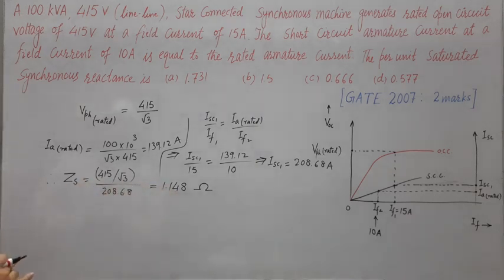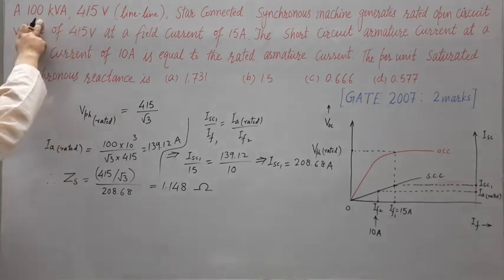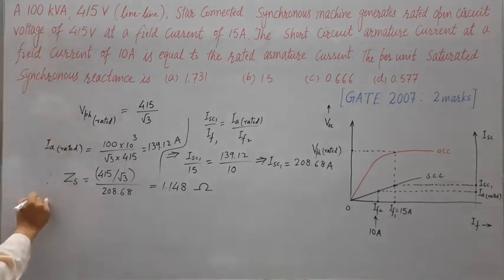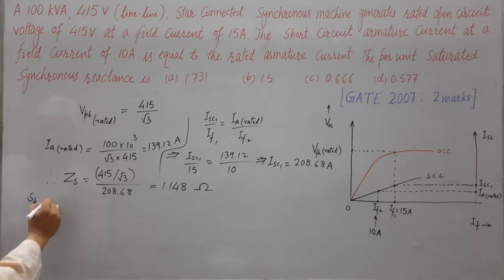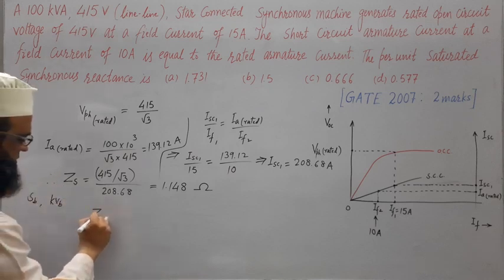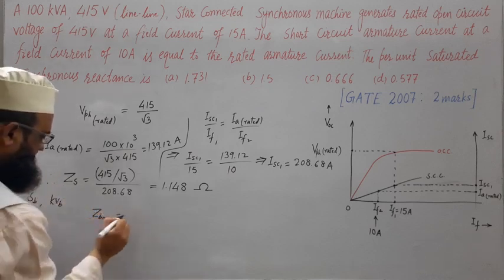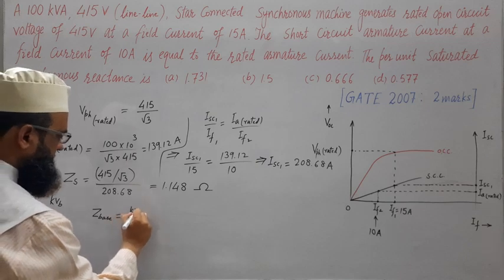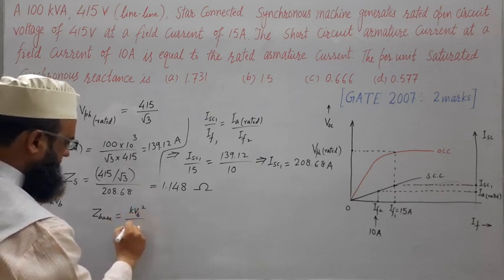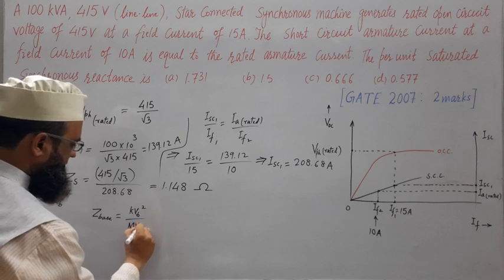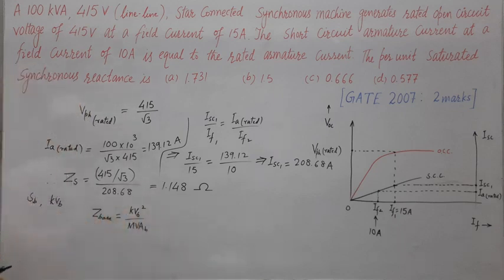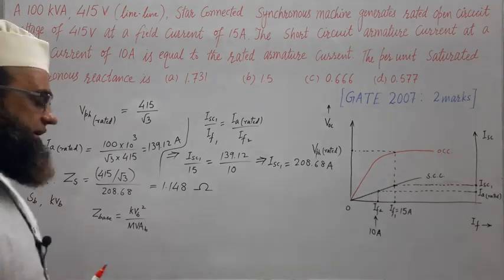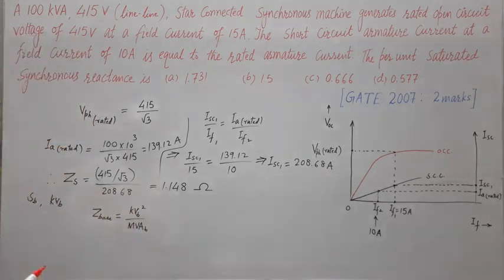So what is Z base? We know that, knowing capacity S base and kV base, we may evaluate Z base. Z base may be written as kV base square upon MVA base. Fine. For a star connection, right? For delta, we know that 3 comes here. That has already been explained in the per unit lecture, per unit system.